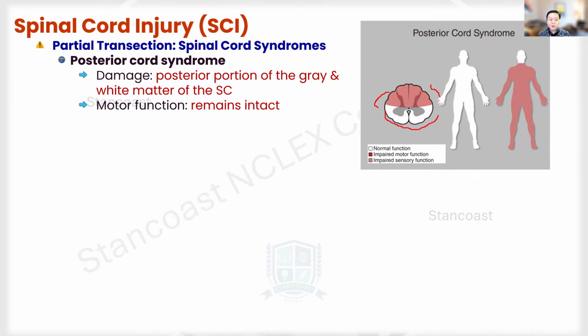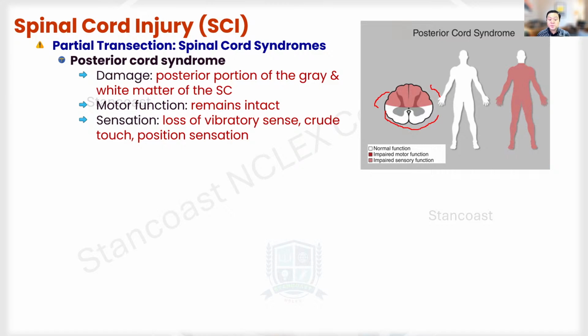Okay? So if you're going to ask this time about the sensation, there's going to be loss of the vibratory sense, also loss of the crude touch, and also their sense of position. And again, the patient will have inability to feel the vibrations. They're going to be having difficulty sensing rough or light touch. And the patient here will also have the inability to sense the position of the body.